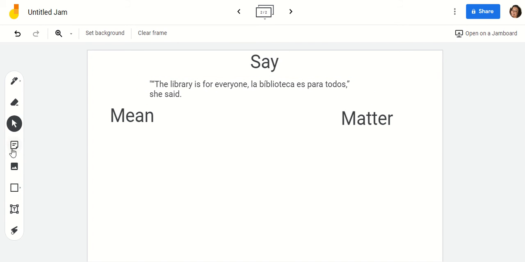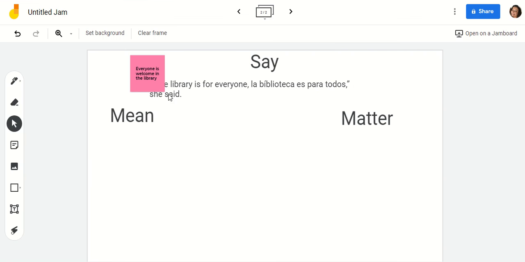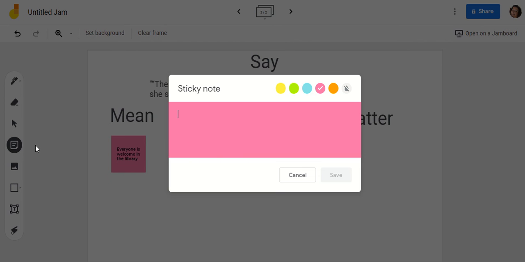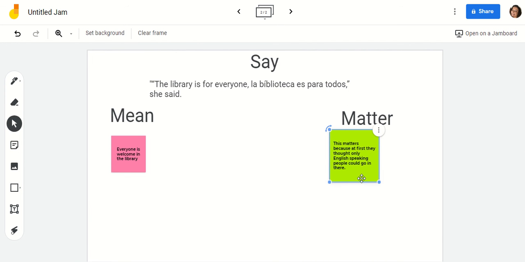And then you would elicit some student responses. What does this mean? Everyone is welcome in the library. And then you can get some student responses. Why does this matter? This matters because at first they thought only English-speaking people could go in there. And that can lead students into understanding the aha moment about how this changes things. And this is just some sample student responses.